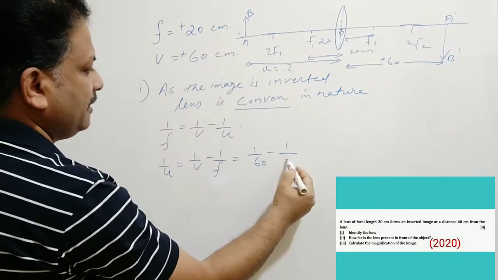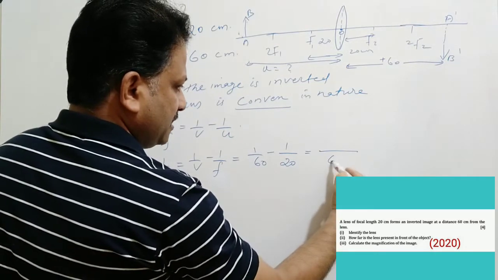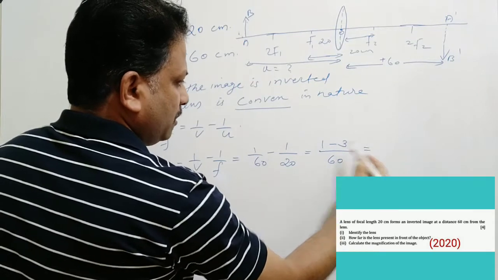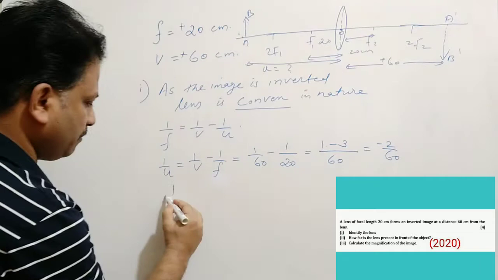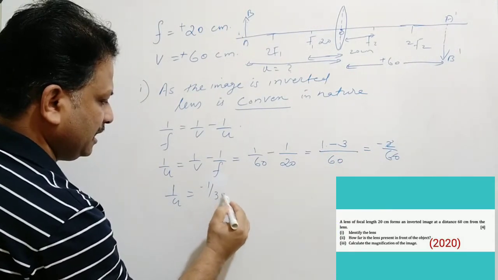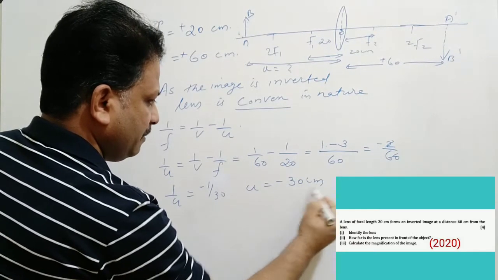What is the value of f? That is 20. Taking the LCM of 60 and 20, that is 60, 1 minus 3, that's equal to minus 2 by 60, that comes out to be 1 by u is equal to minus 1 by 30. So u is equal to minus 30 centimeter.